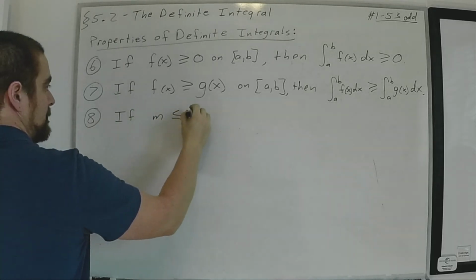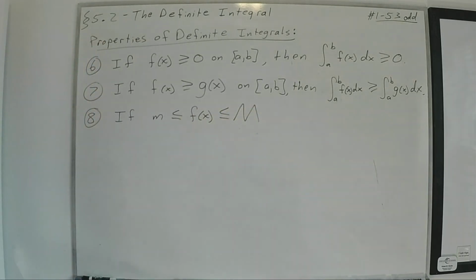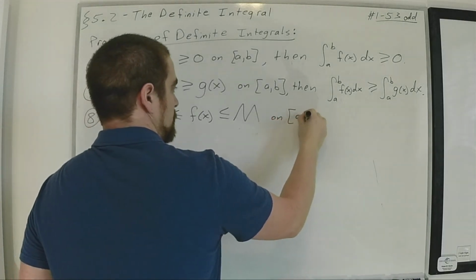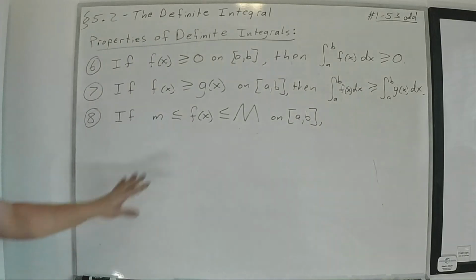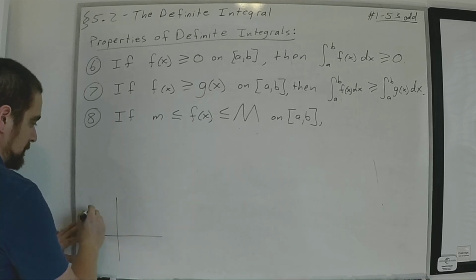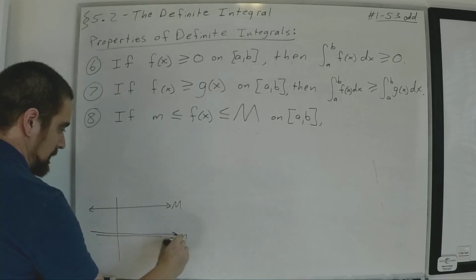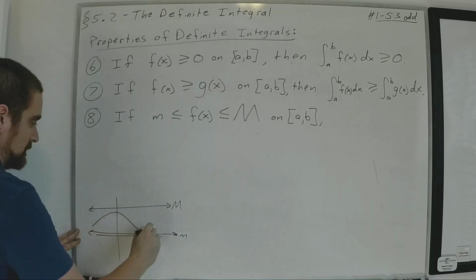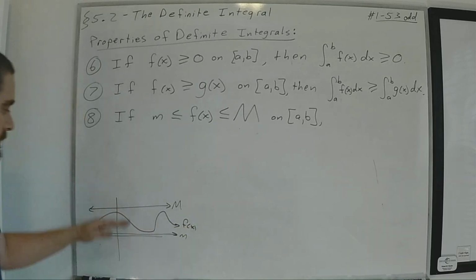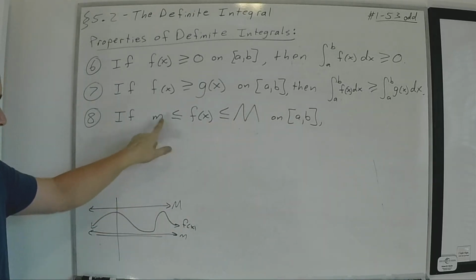some value m is less than f of x, which is less than some value capital M, i.e. the value of this function on the interval a to b is stuck in between these two numbers. I have some sort of function like here is capital M, which is just a constant function. Here is lowercase m, again, just a constant function. And my function f does something funny like this, but it stays in between those two values, meaning it's bounded up top by this large number, it's bounded on bottom by this small number.